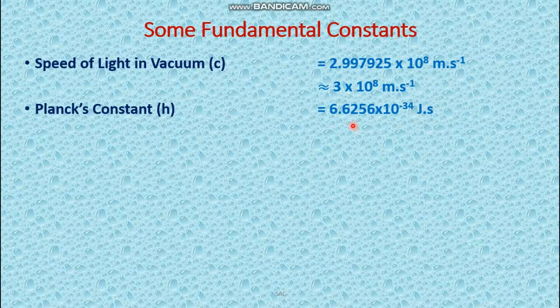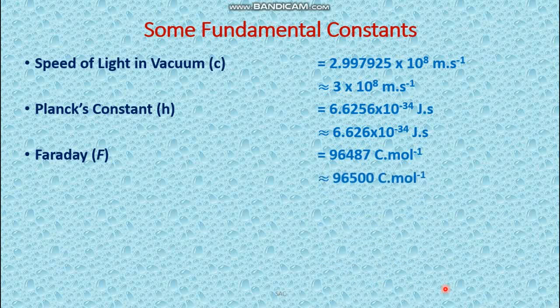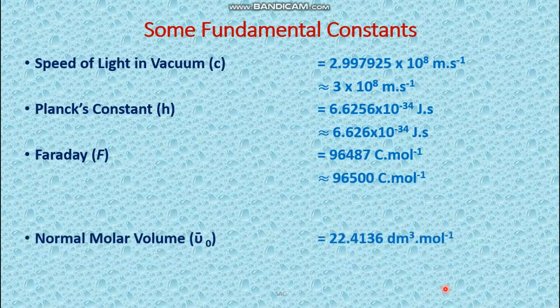Okay, look, the value 6.6256 into 10 to the power minus 34 joule second, and we simplify this as 6.626 into 10 to the power minus 34 joule second. Faraday means the electric charge of 1 mole of electron. So if you multiply the charge of an electron with the Avogadro number, then you will get this value. It is 96487 coulomb per mole. Okay, Faraday means coulomb per mole, and we simplify this as 96500 coulomb per mole.